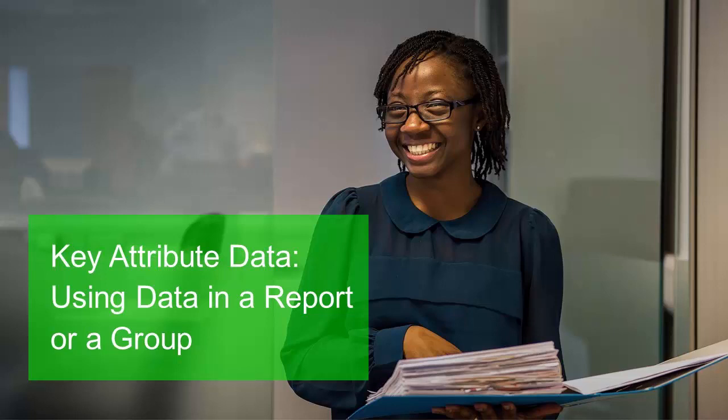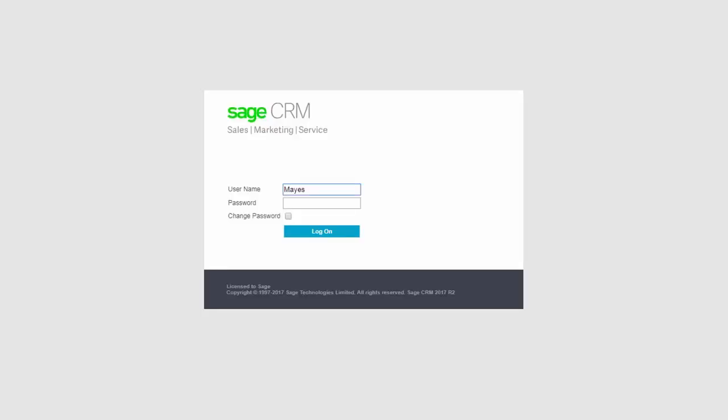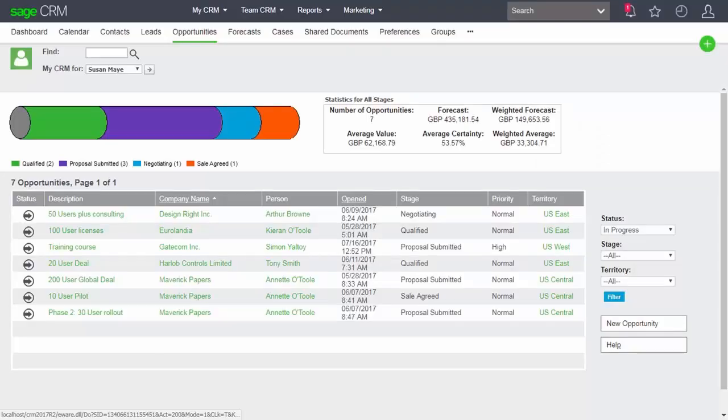This lesson will show you how key attribute data can be used within a report or a group. As you can see, I'm logging on as Susan May. Now, Susan May is a user who has info manager rights, and so she's able to create and edit reports, and she's able to create and edit groups.